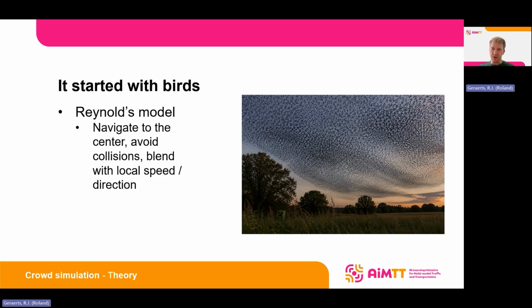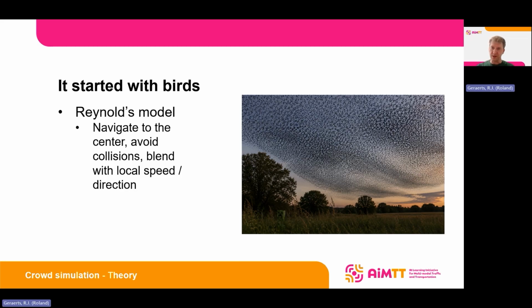Rather than controlling the flock as a whole, each bird makes decisions based on only its local surroundings. The model is based on three main behaviors. The first is cohesion, which means moving toward the center of nearby group members. This helps keep the flock together. The second is separation or collision avoidance. Each bird tries to maintain a minimum distance from its neighbors to avoid collisions. The third is alignment, which means adjusting speed and direction to match those of nearby birds. This creates the coordinated movements that we associate with flocking behavior.